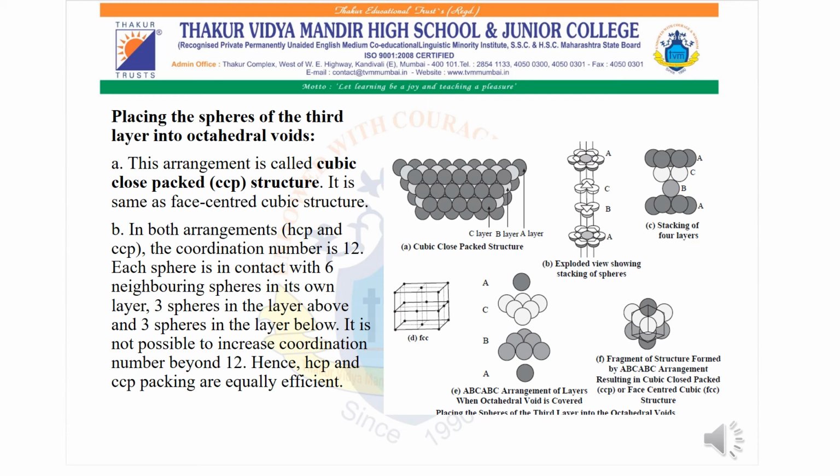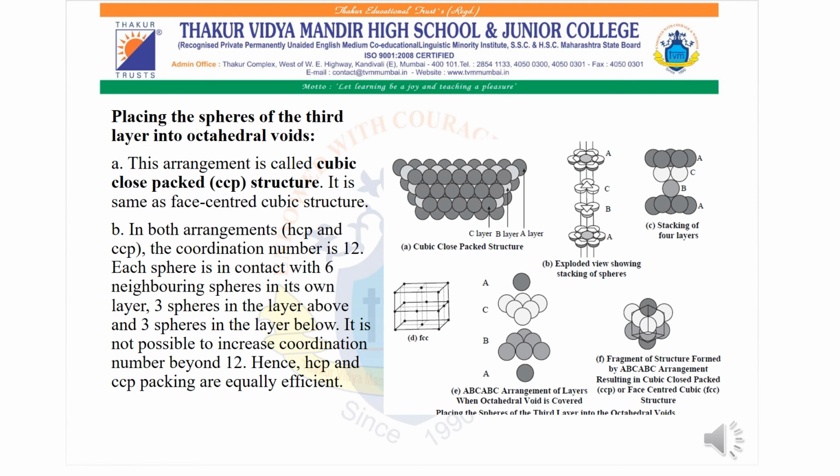When fourth layer is placed, there is horizontal and vertical alignment between the spheres of first layer and fourth layer as shown in figure A. The arrangement is called as cubic close pack structure. It is same as face centered cubic structure. In both arrangement HCP and CCP, the coordination number is 12 as each sphere is in contact with 6 spheres in its own layer, 3 spheres in the layer above, 3 spheres in the layer below.